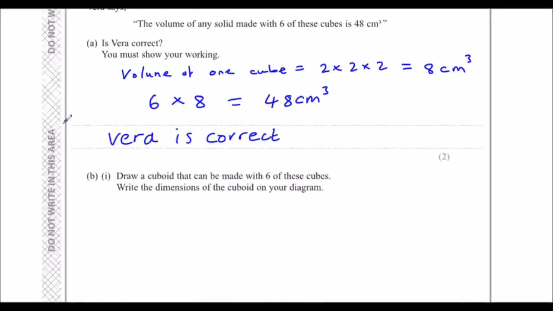Part B. Draw a cuboid that can be made with 6 of these cubes. Write down the dimensions of the cuboid on your diagram.